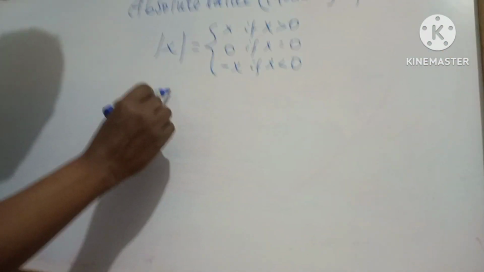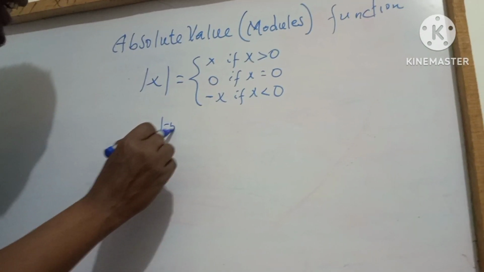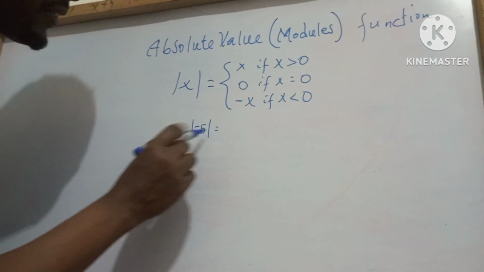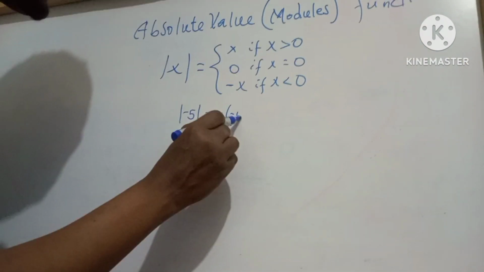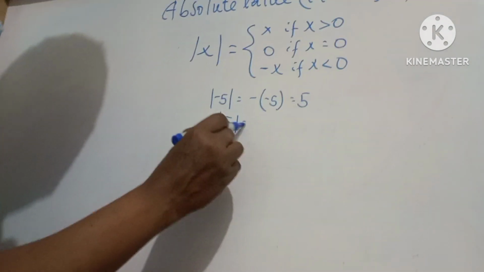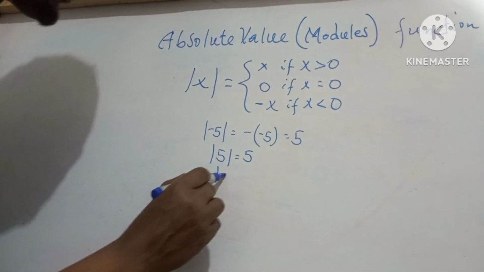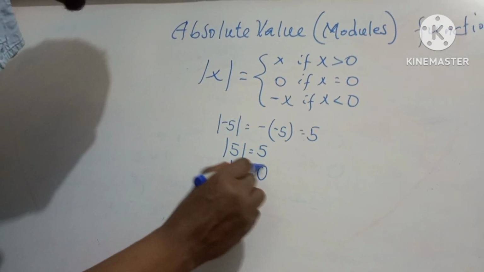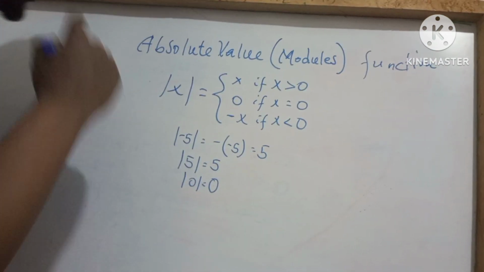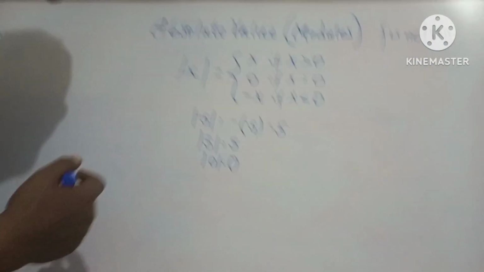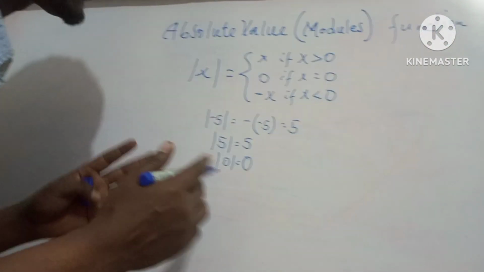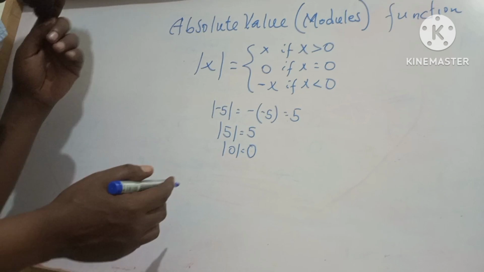So, for example, the absolute value of negative 5 means this x is equal to negative 5, so we take negative of negative 5, which is equal to 5. So the absolute value of 5 is also 5, and the absolute value of 0 is 0. So in the definition of absolute value, the absolute value can never be negative. The absolute value is always positive or 0.